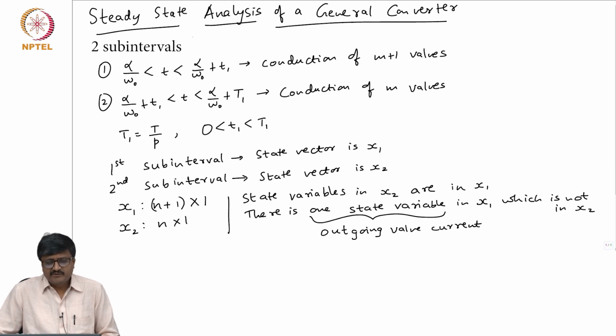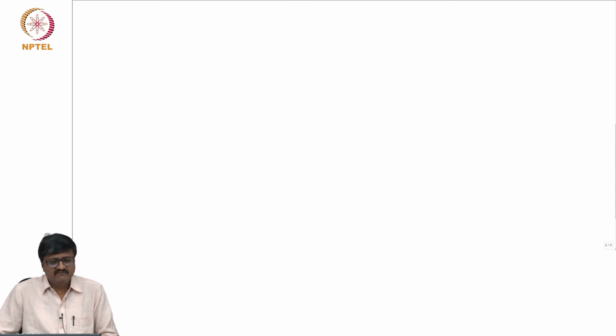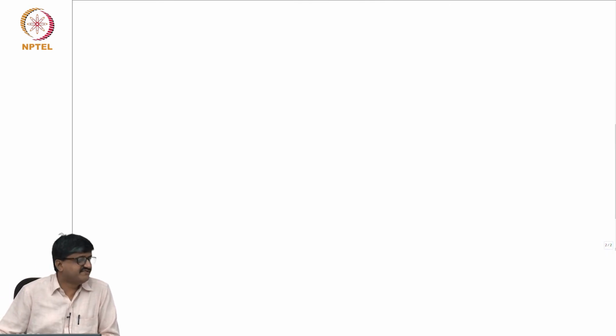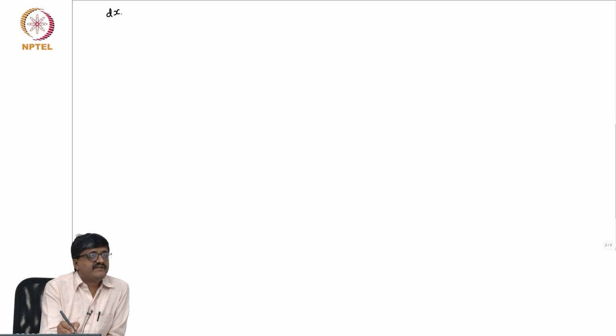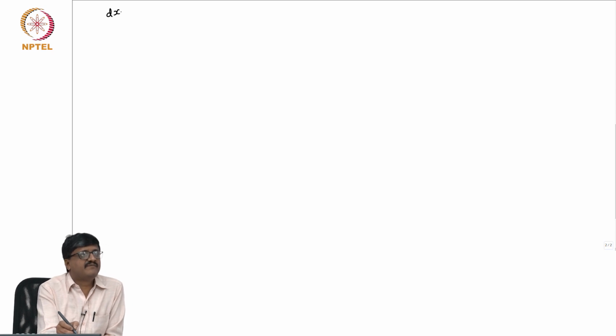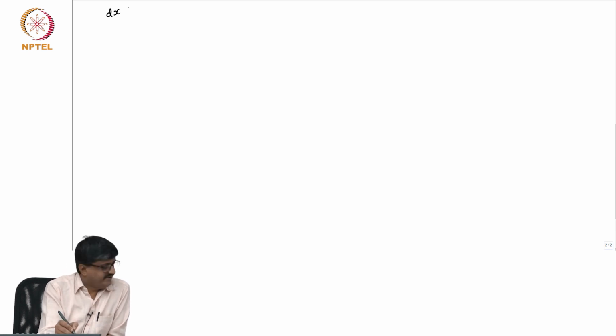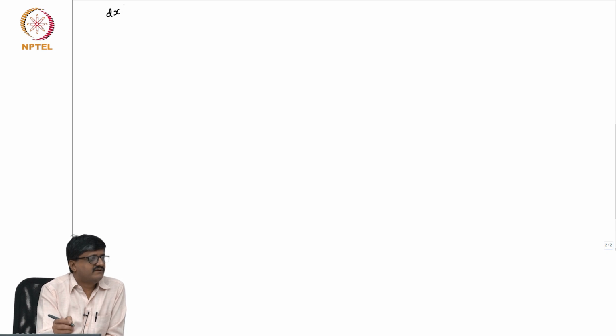So what we will do is we will try to just analyze these two subintervals. In general I can write the equations governing the circuit in the two subintervals as linear time invariant equations. I think you are familiar with the representation of a linear time invariant system in the form of a set of first order differential equations. Okay. So if I write only first order differential equations, there are n plus 1 scalar first order differential equations. So I write a vector differential equation.